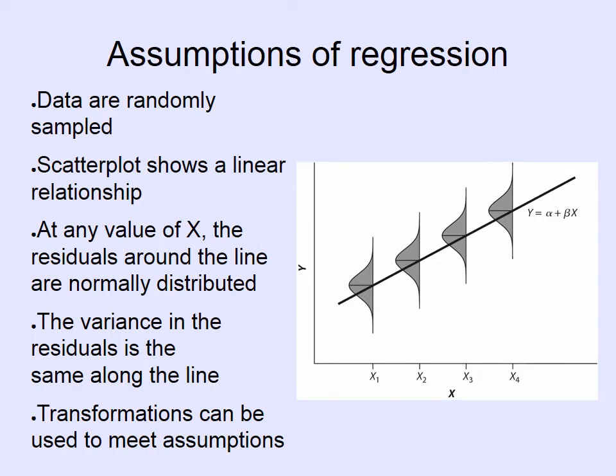Of course, there are assumptions of regression. The data are randomly sampled and independent. The scatter plot shows a linear relationship, so we're always going to look at scatter plots. We'll see that when we do our example. We're going to create lines here, so this time we get to do our best fit lines. At any value of x, the residuals around the line are normally distributed. The variance in the residuals is the same along the line. We'll see how we look at those. Transformations, like a log transformation, can be used here, and I mentioned this in class, to meet these assumptions.